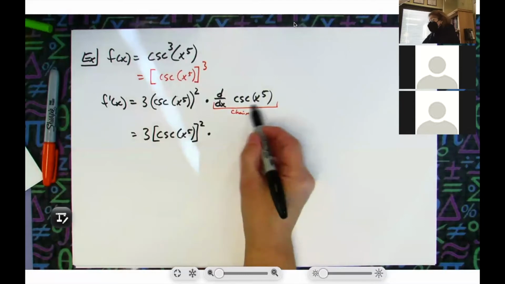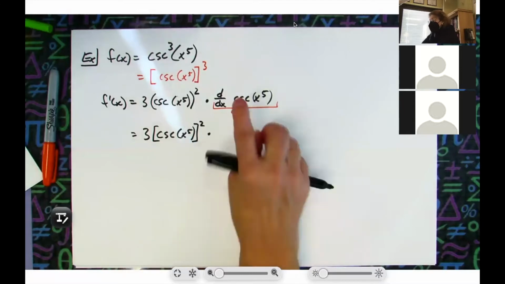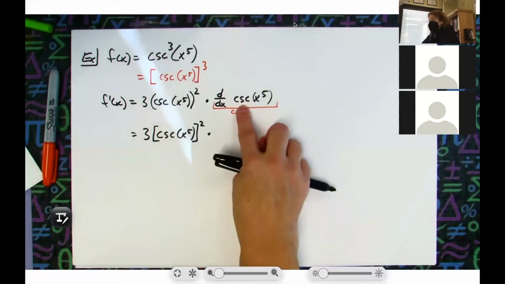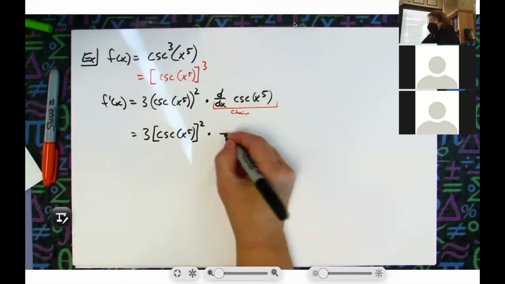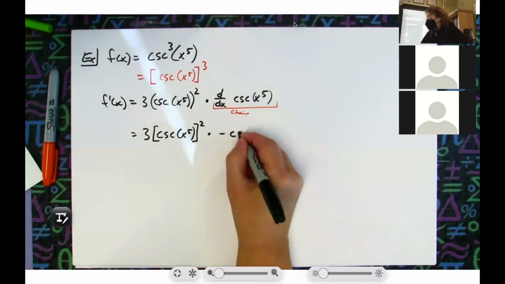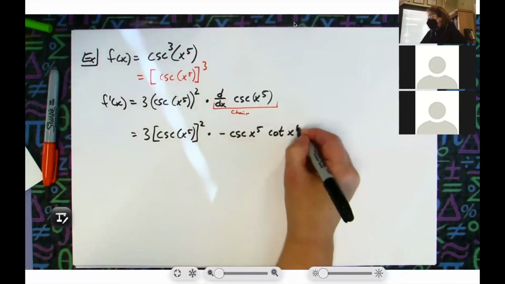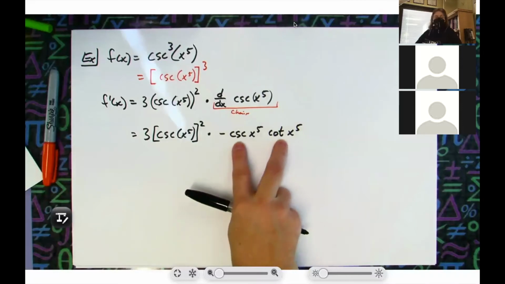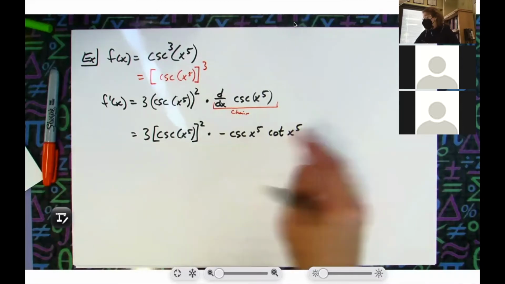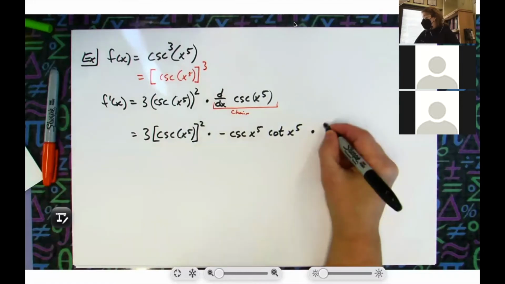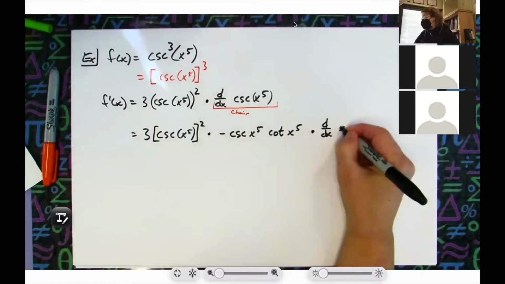All right, now you take the derivative of the outside function. What's derivative of cosecant? And with the negative, don't forget negative. So it's negative cosecant cotangent x to the fifth. All right, so there's the derivative of my outside function, leaving the inside alone, times the chain d dx of x to the fifth.